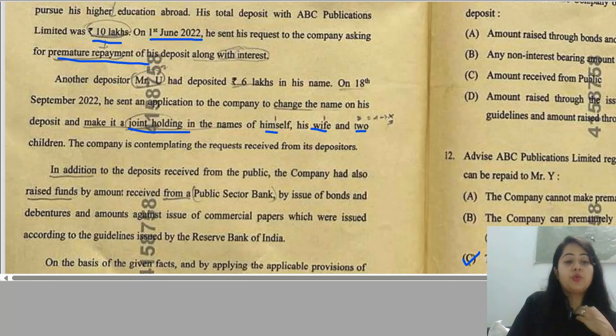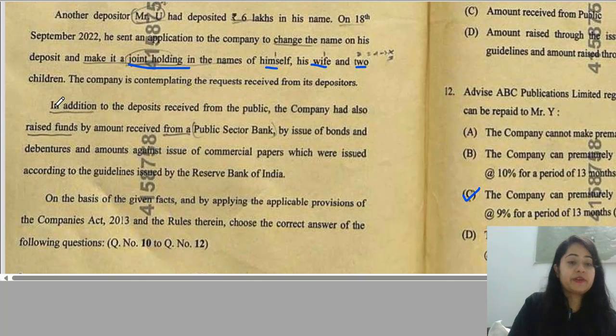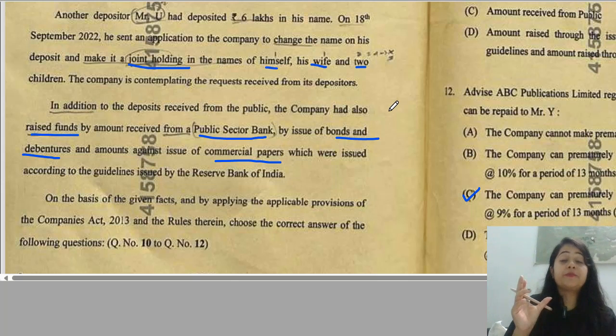Another depositor. Oh, this we have read. So we are reading next paragraph. In addition to the deposits received from the public, the company has also raised funds by amount received from the public sector bank by issue of bonds and debentures and some amount against some commercial papers as per Reserve Bank of India. Okay. So now the company, other than the issue of deposits to the public, has also raised commercial paper as per RBI guidelines and it has raised some bonds and debentures from public sector banks.